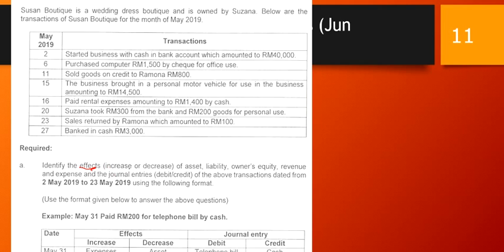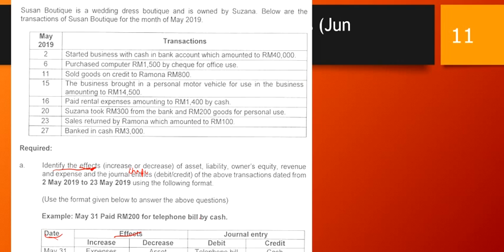Okay, journal entry ni chapter 4. So nanti I just nak tunjuk identify the effect. Okay, so nampak you akan tulis macam ni, date, effect, dah bagi tahu increase, decrease. For example, 31st May, paid 200 for telephone bill by cash.